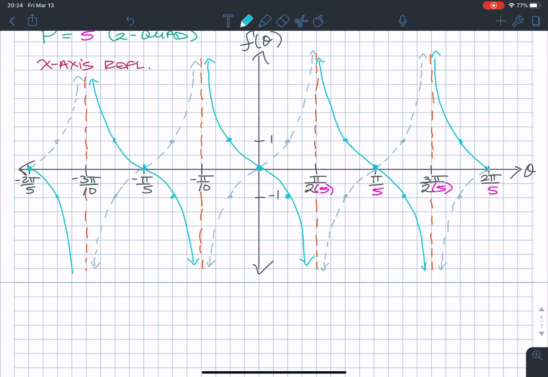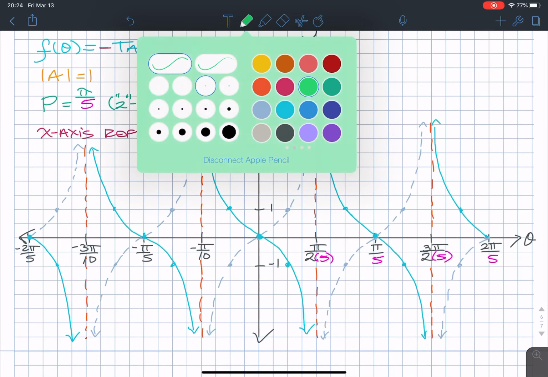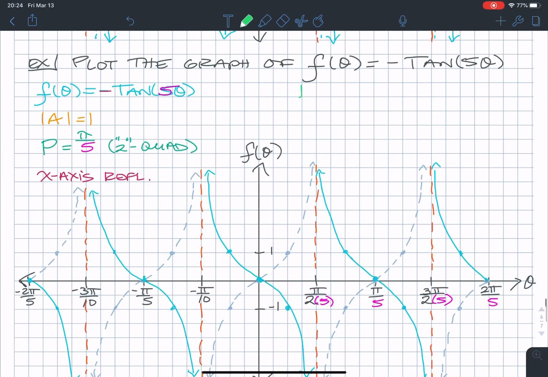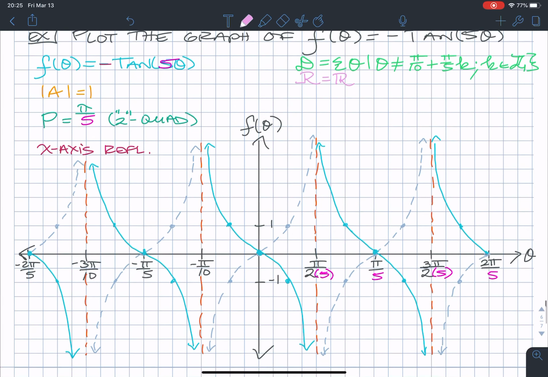Okay, so let's go ahead and find the domain and range here. So the domain has to exclude all values of theta for which cosine is 0. And in this example, the asymptotes are at pi over 10, and the distance between asymptotes is pi over 5, so I'll add any integer multiple of pi over 5 to that. And these are the values of theta I must exclude, and of course, the range is still all real numbers. Okay, I hope this is making sense.